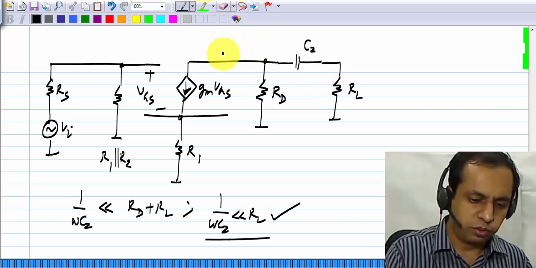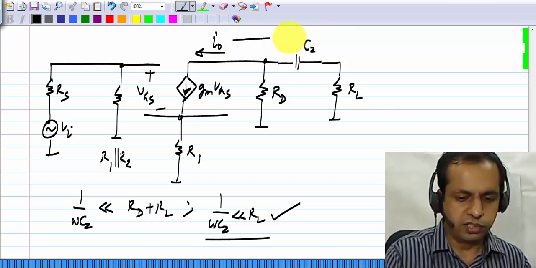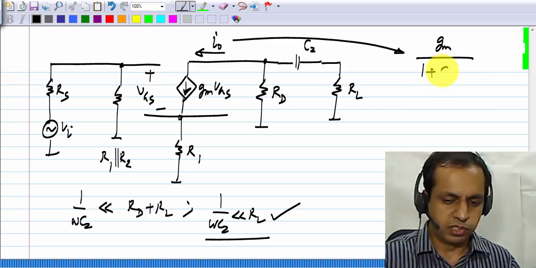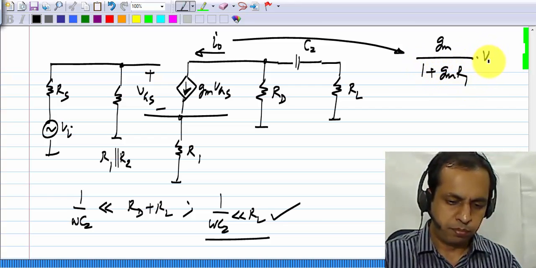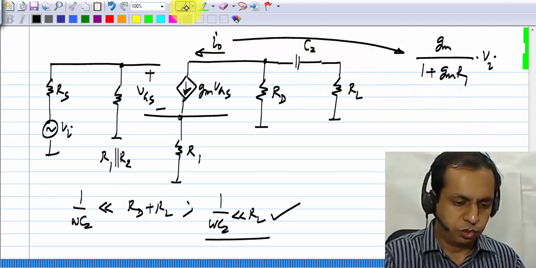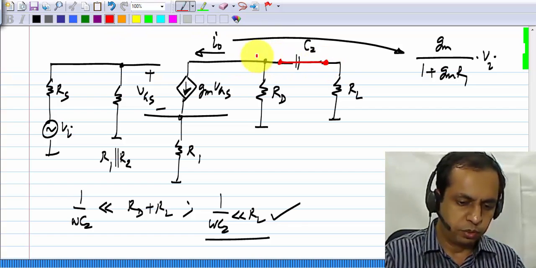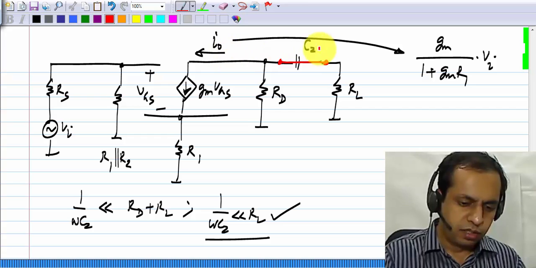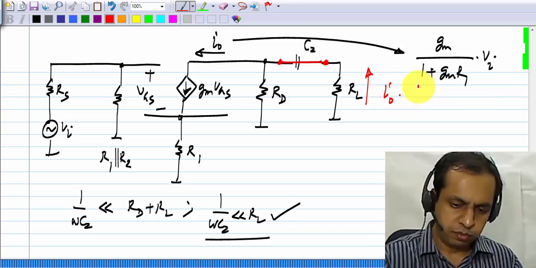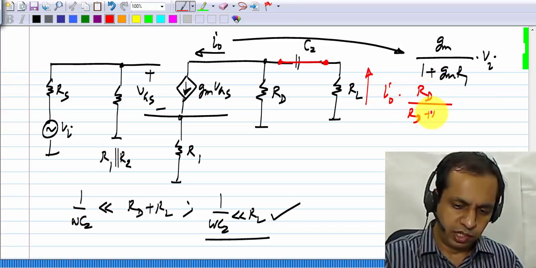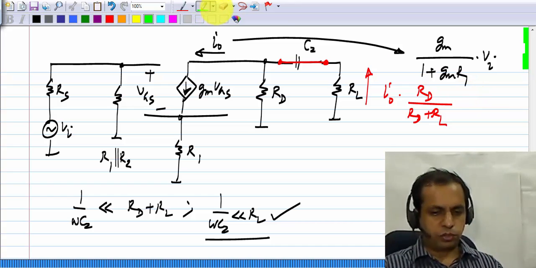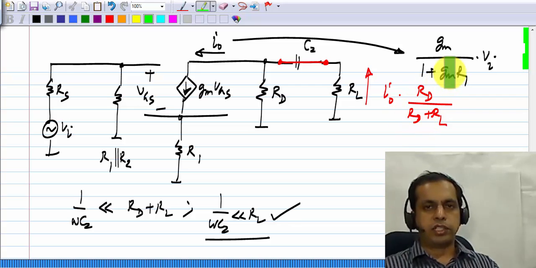Now what is the actual current flowing through the load? This current I0 here is the desired output of the voltage controlled current source. This is equal to Gm by 1 plus GmR1 times Vi. Now clearly not all of it flows into RL. Assuming that C2 is a short circuit, a part of I0 will flow into RL, and how much is that? This current will be I0 times RD by RD plus RL. It's just the current divider formula. Now this fraction is going to be less than 1, and you cannot help it.